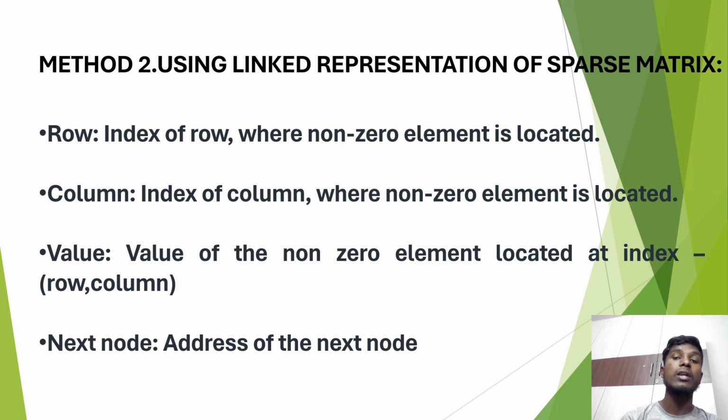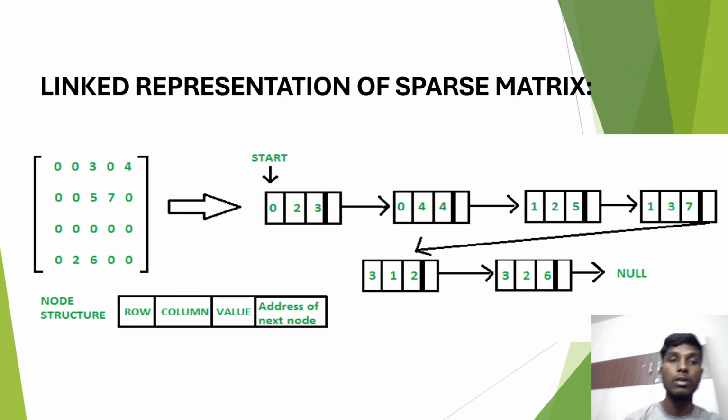Method 2, using linked representation of sparse matrices. Row: index of the row where the non-zero element is located. Column: index of the column where the non-zero element is located. Value: value of the non-zero element located at that index. Next node: address of the next node.